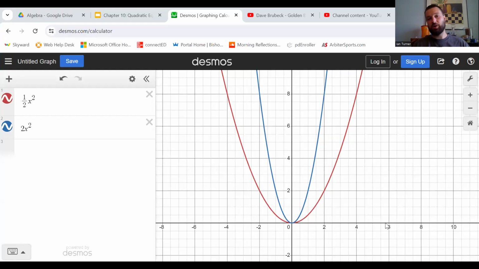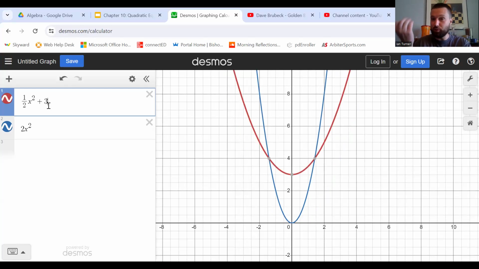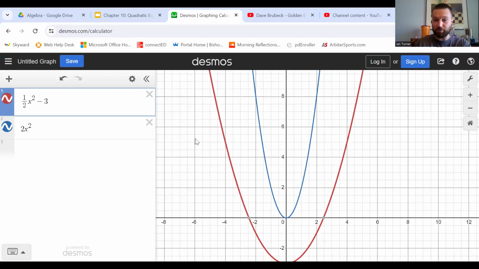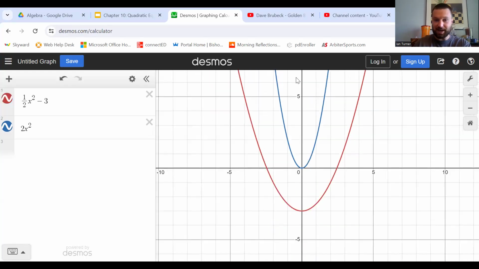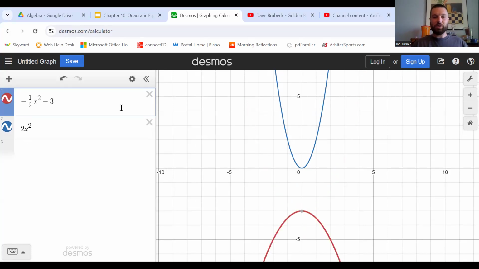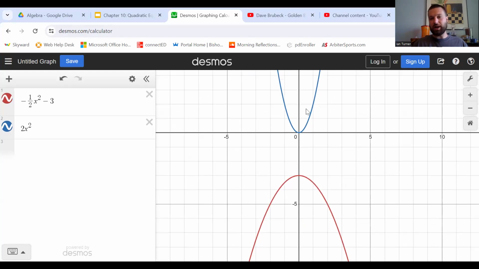So this is what we started with in the other video: 1/2 x squared and 2x squared. Then we added 3 and moved it up 3, or we could have subtracted 3 and it would have moved it down 3. But you see that the axis of symmetry is still on the y-axis. Even if we turn this negative and flip it over, it's still starting on the y-axis.